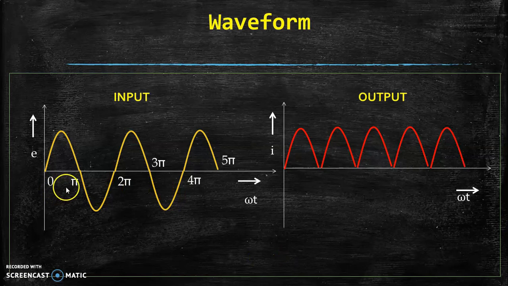During 0 to pi, we have the positive half cycle, so we know that diodes D1 and D3 will conduct. Between 2 pi to 3 pi, again we have the positive cycle, so diodes D1 and D3 will conduct. In the same way between 4 pi and 5 pi, again D1 and D3 conduct. And during the negative half cycle, that is pi to 2 pi and 3 pi to 4 pi, diodes D2 and D4 conduct.